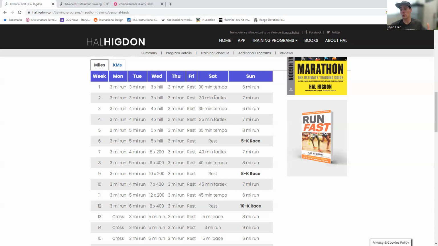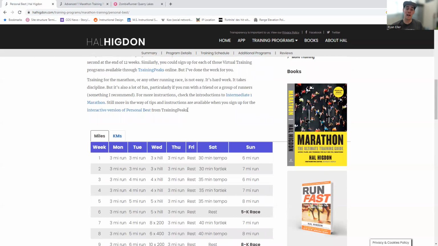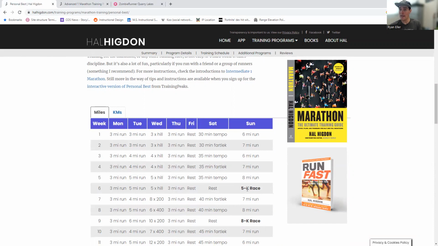Okay. So then as we go through the program, you can see that Thursdays are essentially another short running day. They never go above 5 miles on Thursdays. And then Friday stands as a rest day for the entirety of the program. On Saturdays, there are some rest days when you are going to do kind of a pace check race.